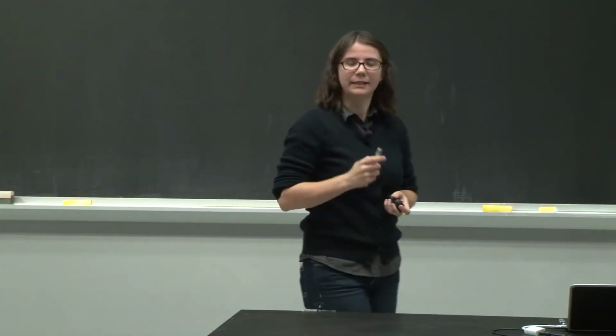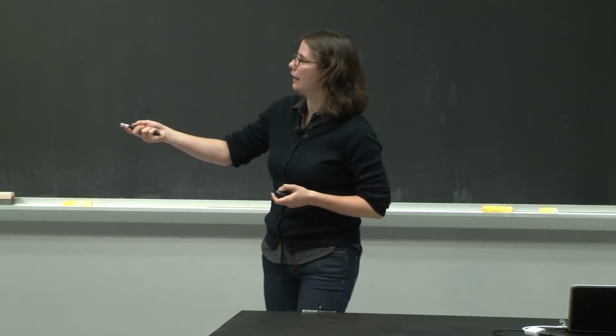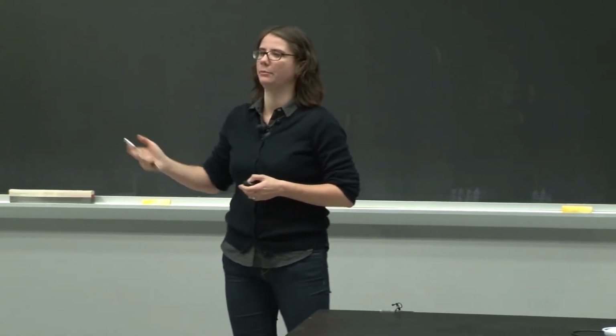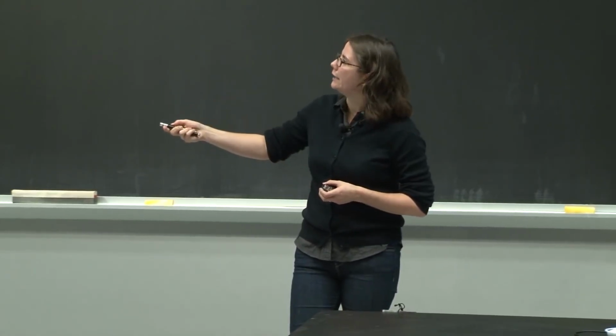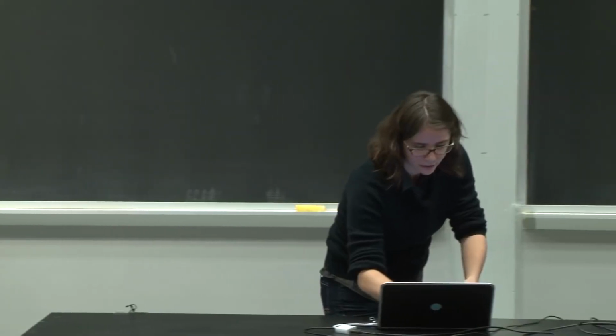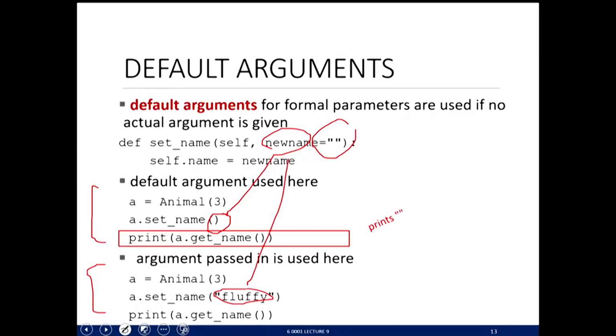If you do want to pass in a parameter, you can do so as normal. So you can say a is equal to animal3, a.setName, and then pass in a parameter here. And then new name is going to be assigned to whatever parameter is passed in, like that. Whatever you pass in overrides the default argument, and everything is good. So when I print a.getName, this is going to print out the name that you've passed in.